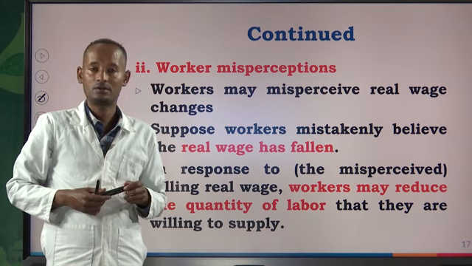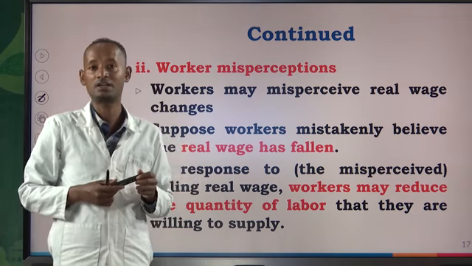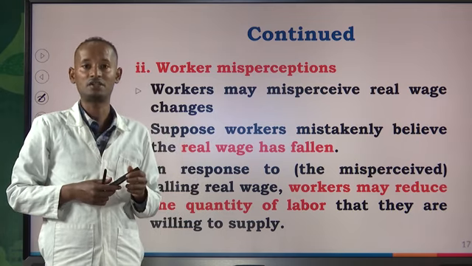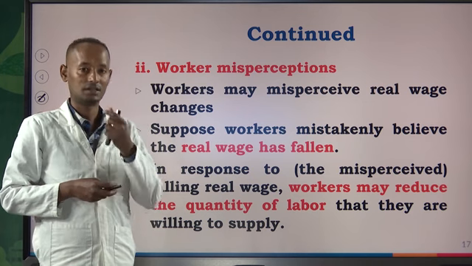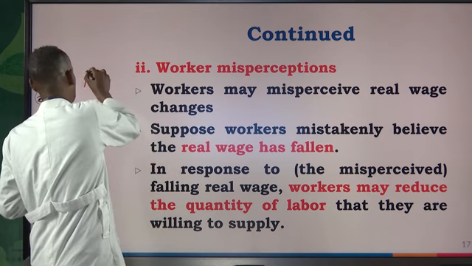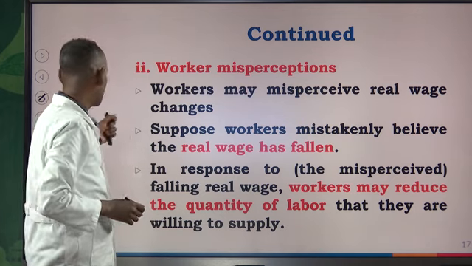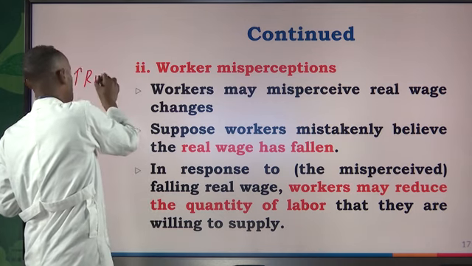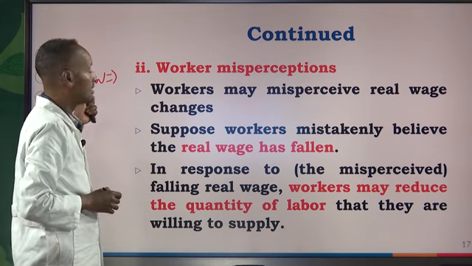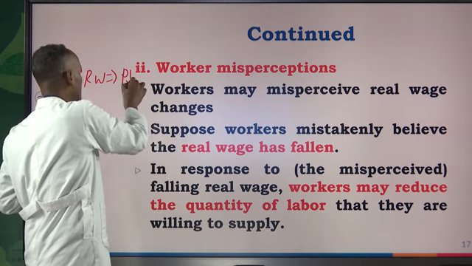The second reason why there is a direct relationship between the general price level and the real GDP quantity supplied is workers' misperception. Workers may misperceive real wage changes. Suppose workers mistakenly believe the real wage has fallen, but the reality is a rise in the real wage. By mistake, they perceive that the real wage has fallen, but the reality is the real wage is increasing. An increase in the real wage means there's a fall in the price of goods and services.